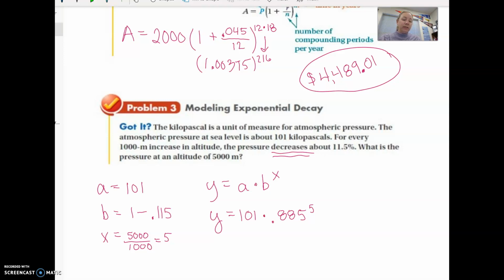And then you simply take that equation and plug it into your calculator. I did have to round. I went ahead and rounded it to 55 kilopascals. So that would be our pressure if we were at an altitude of 5,000 meters. Again, just to show an example of that exponential decay. And we'll spend a few days on this topic, so we'll get a chance to see the growth and decay used in different situations.